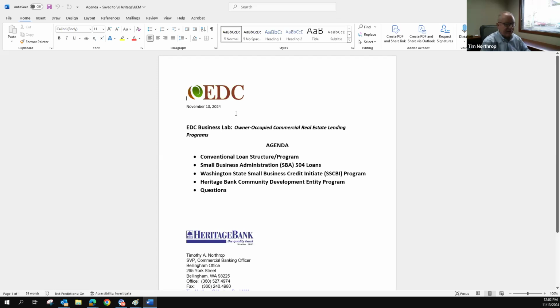The fundamental definition of owner-occupied is that it must be at least 51% occupied by the operating company that's in the building. So we do have owner-occupied loans where some of the building is leased out, but in order to qualify and be classified as owner-occupied, it has to be at least 51% owner-occupied.